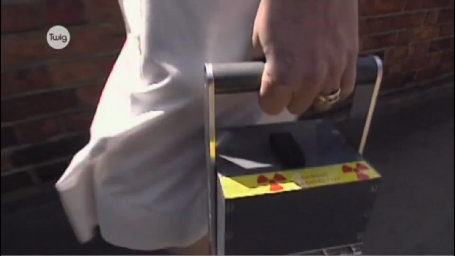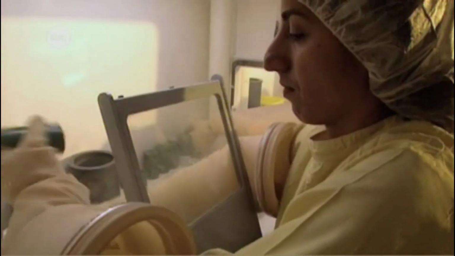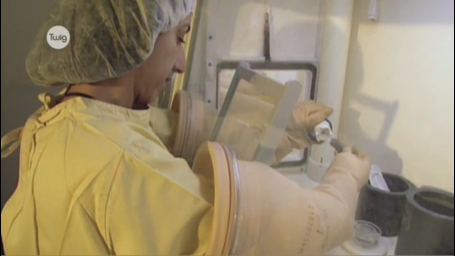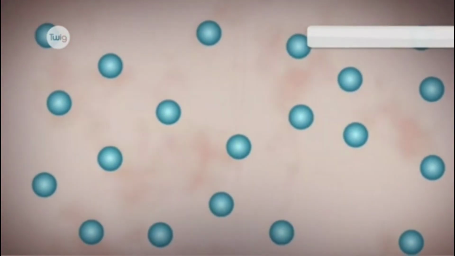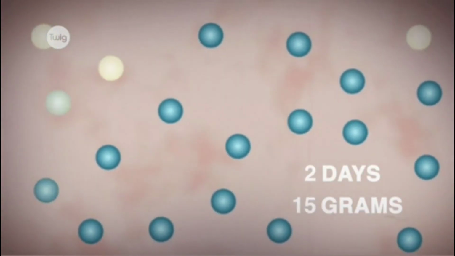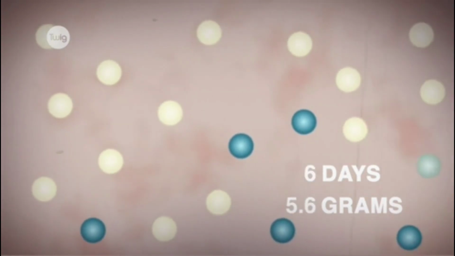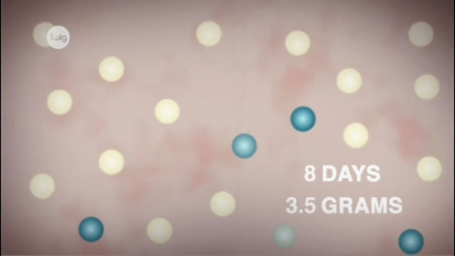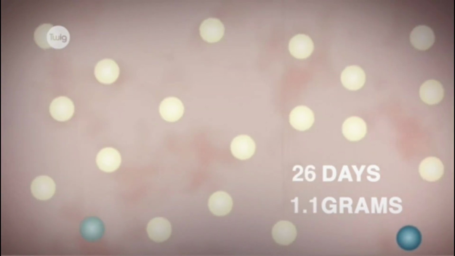How do we know when a radioactive substance will cease to be dangerous? Scientists determine this by calculating a substance's half-life, the time it takes the radioactivity of a substance to decrease by half. This isotope of molybdenum has a half-life of around 3 days. So if you had 20 grams of molybdenum, after 3 days you would have only 10 grams. In another 3 days, only 5 grams, and so on until no more radiation is being emitted, and only a harmless, stable element, ruthenium, remains.